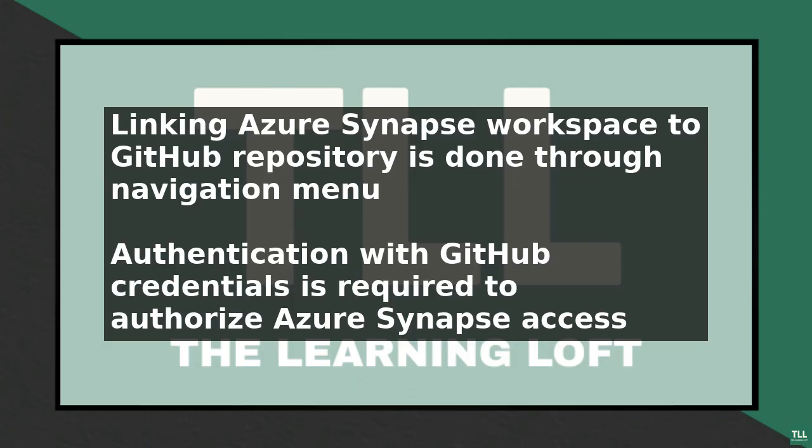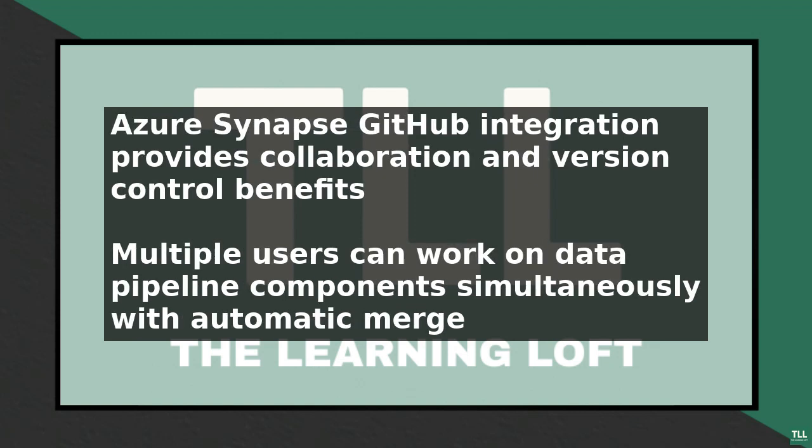One of the key benefits of Azure Synapse GitHub integration is collaboration. Multiple users can work on the same data pipeline components simultaneously, and GitHub will automatically merge changes and resolve conflicts. This enables data teams to work more efficiently and effectively, and reduces the risk of errors and inconsistencies.